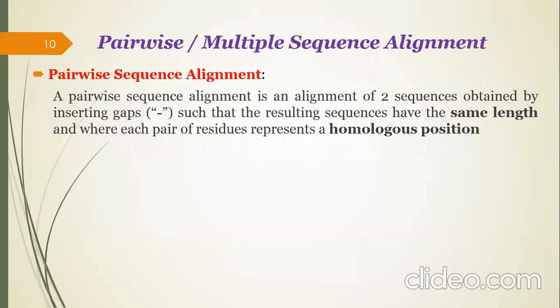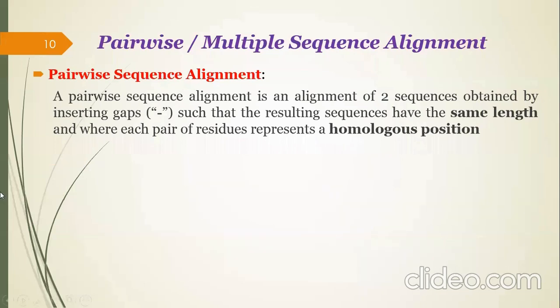Pairwise sequence alignment is an alignment of 2 sequences obtained by inserting gaps such that the resulting sequences have the same length and where each pair of residues represents a homologous position.